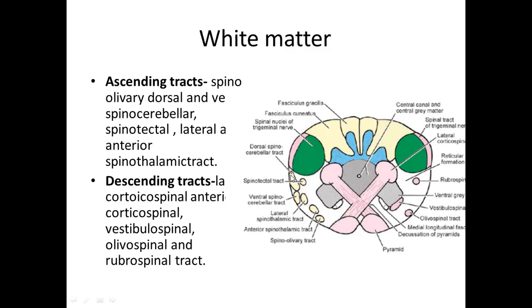So over here, we'll be studying the spinocerebellar tract, the spinotectal tract, and the lateral spinothalamic tract carrying crude touch and thermal sensation. The descending tracts are the rubrospinal, apart from the corticospinal, the vestibulospinal, and the olivospinal tracts.